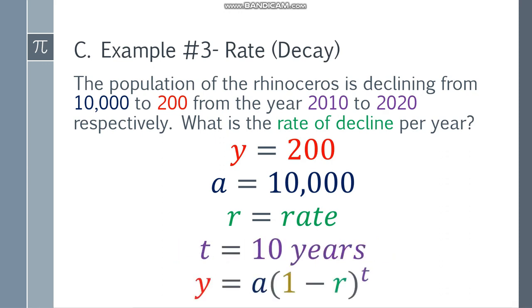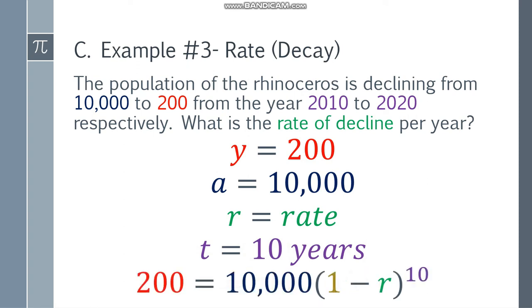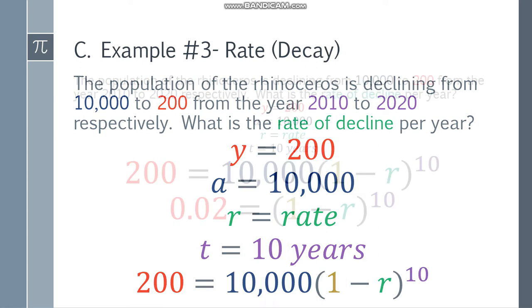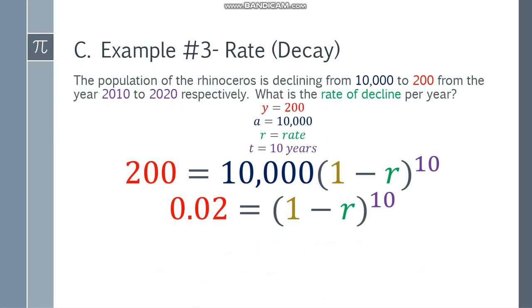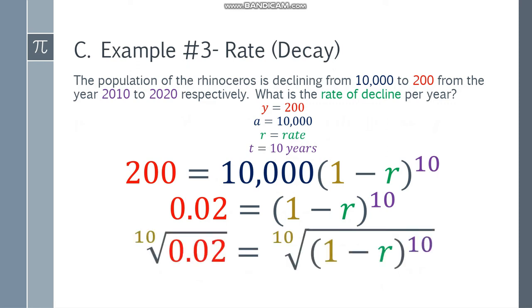10 years. So, lagay mo yung formula. Substitute mo yung mga values. So, you have 200 dito, 10,000 sa initial amount, (1 minus r) to the 10 power. Nahanap yung rate. So, divide both sides by 10,000. You will get 0.02 is equal to (1 minus r) to the 10 power. To simplify this one, you have to get the 10th root. 10th root, para mawala tong exponent na to.